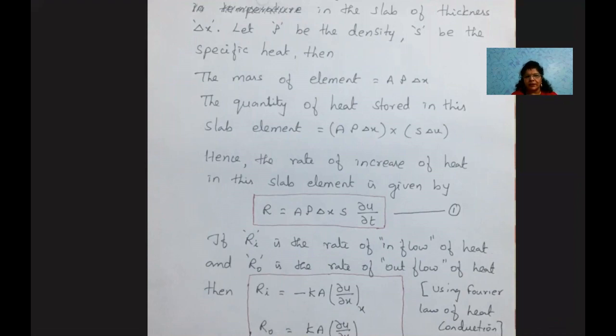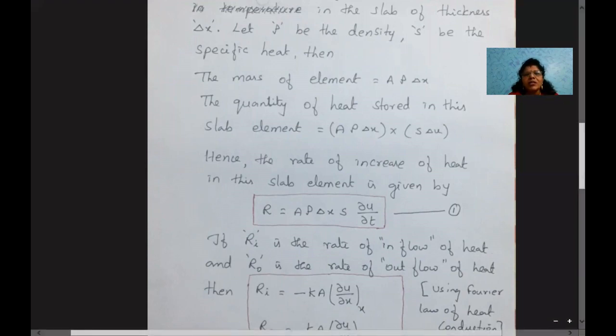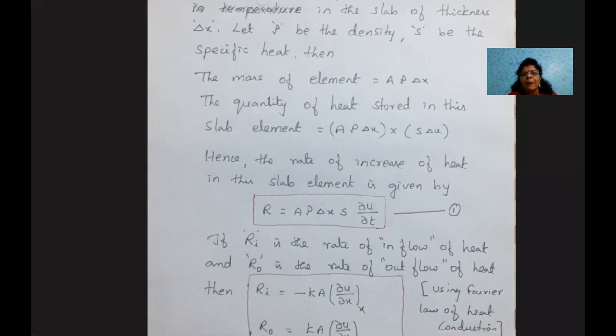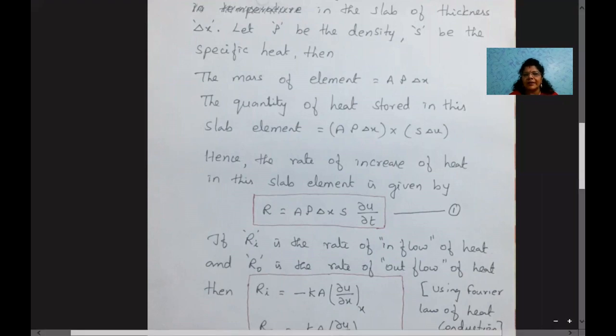Now, from rho equals mass per unit length, I can write the mass of the element as A rho delta x. A is the cross-sectional area, rho is the density, and delta x is the thickness. From the definition of density, mass is density into unit length. That's what we have got: A rho delta x.